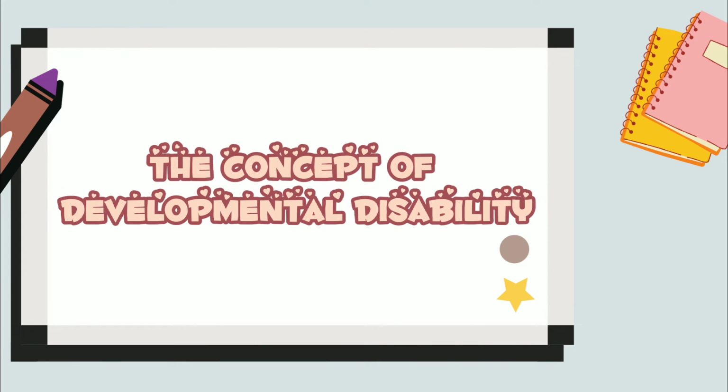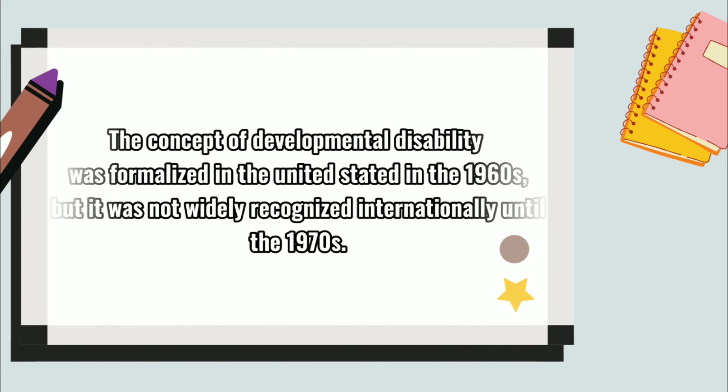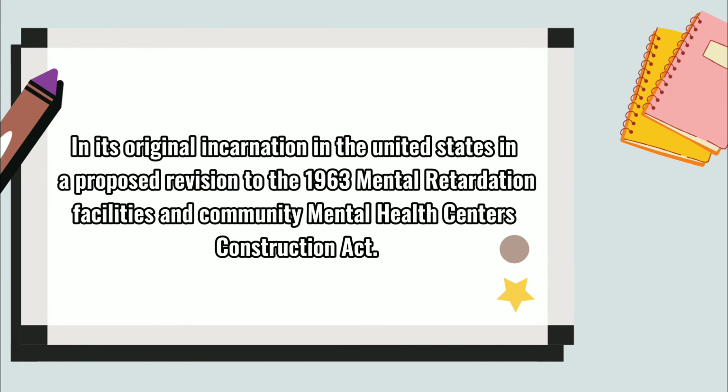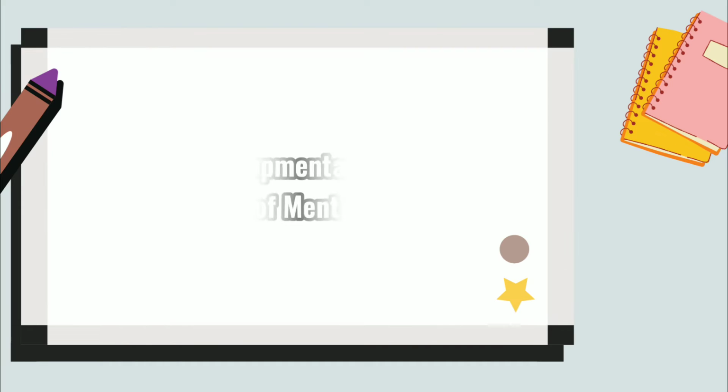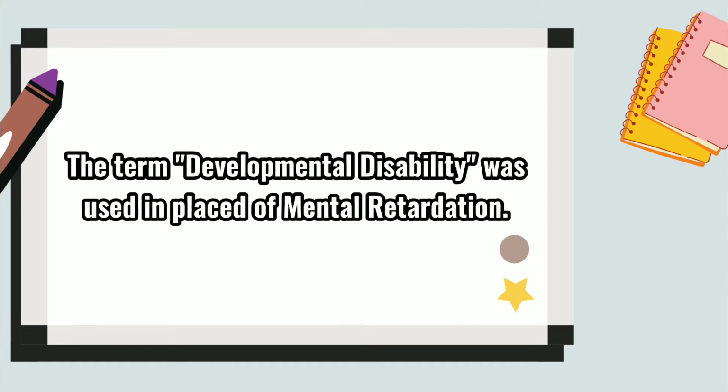So, before anything else, let me explain the concept of developmental disability. The concept of developmental disability was formalized in the United States in the 1960s, but it was not widely recognized internationally until the 1970s. Its original incarnation in the United States was in a proposed revision to the 1963 Mental Retardation Facilities and Community Mental Health Centers Construction Act. The term developmental disability was used in place of mental retardation.